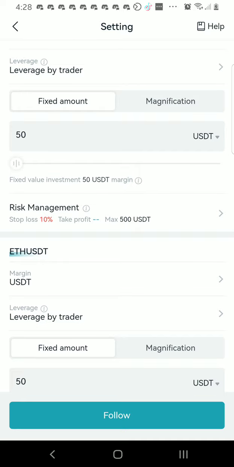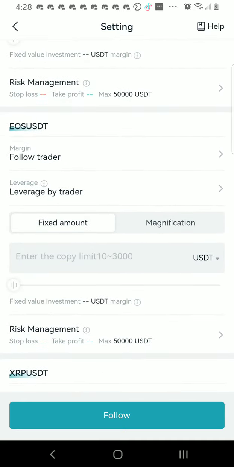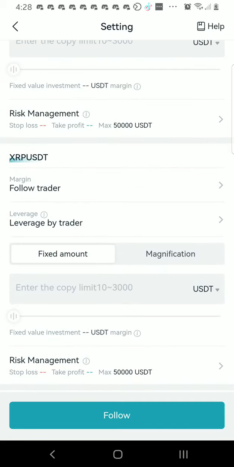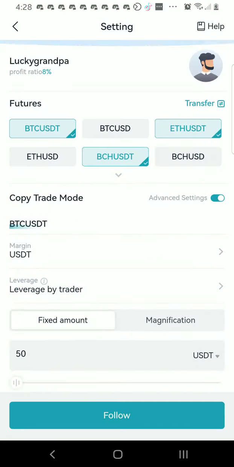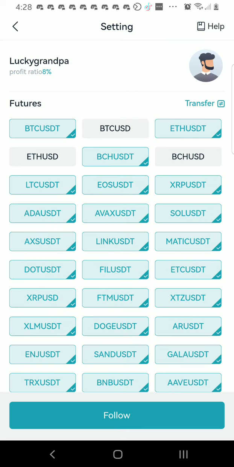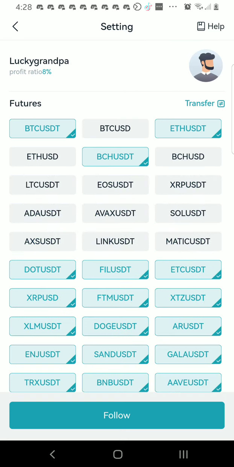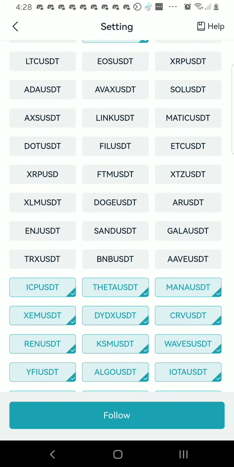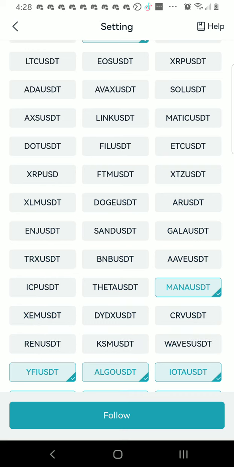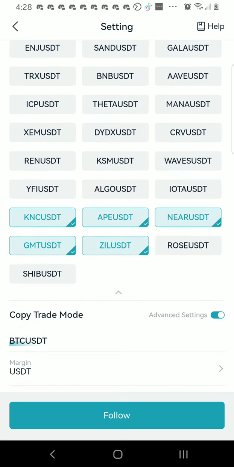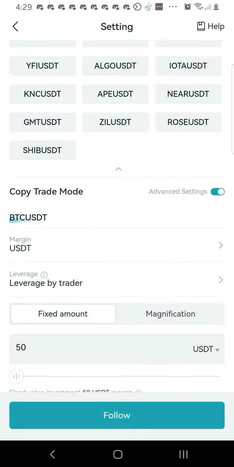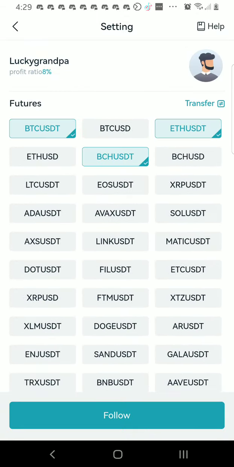Where's that? Oh, for others also. So it was hidden. So many there. So you just remove all of them. You don't have to fill it all up. So you're done already. You're just copying BTC, Ethereum, BCH. Follow.